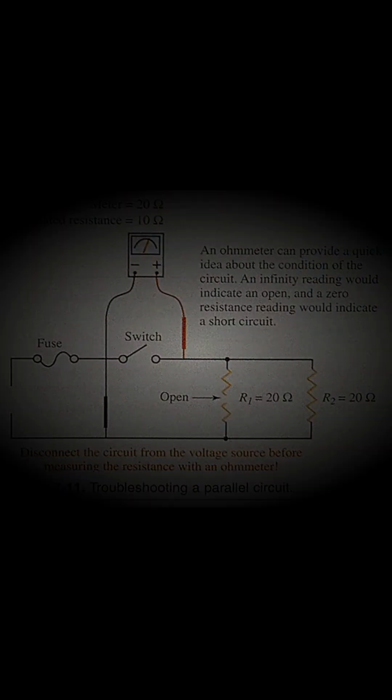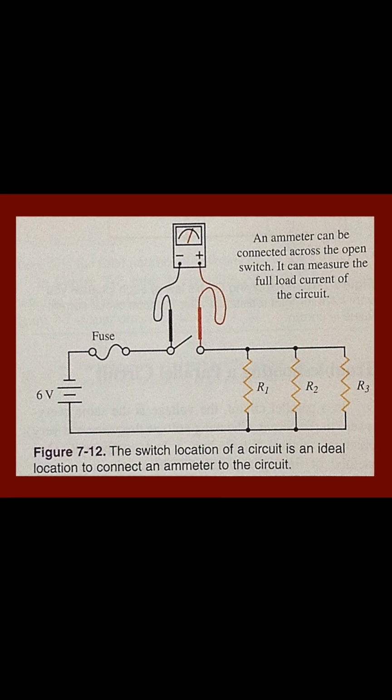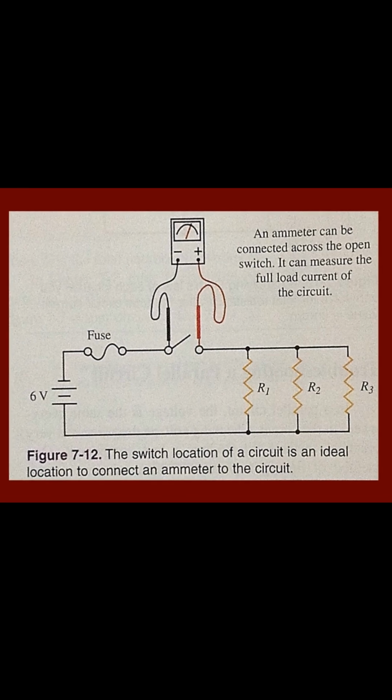If one of the resistors was shorted, it would cause the fuse to blow. Another method of troubleshooting uses current readings taken at each resistor location. First, the total current for the circuit is calculated. Then this value is verified with an ammeter. See figure 7-12. Using an ammeter, a current reading can be taken across an open switch. This reading is then compared to the calculated total current. An open resistor would draw no current, while a good resistor would.